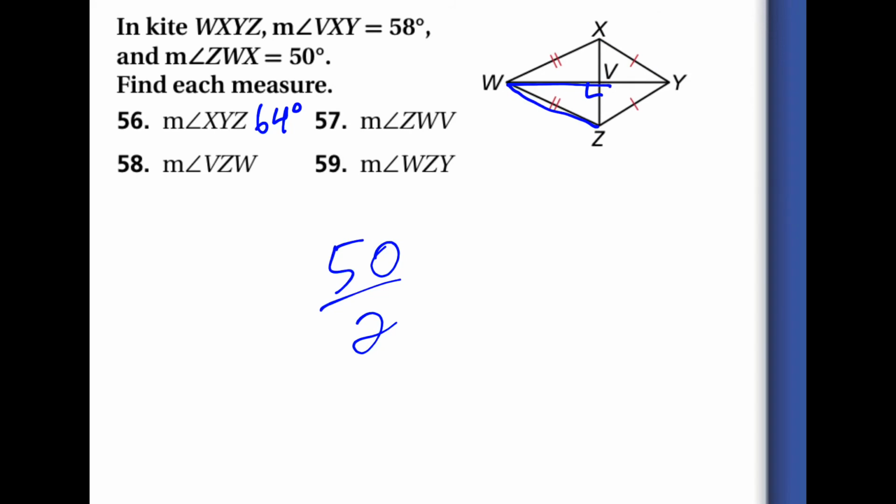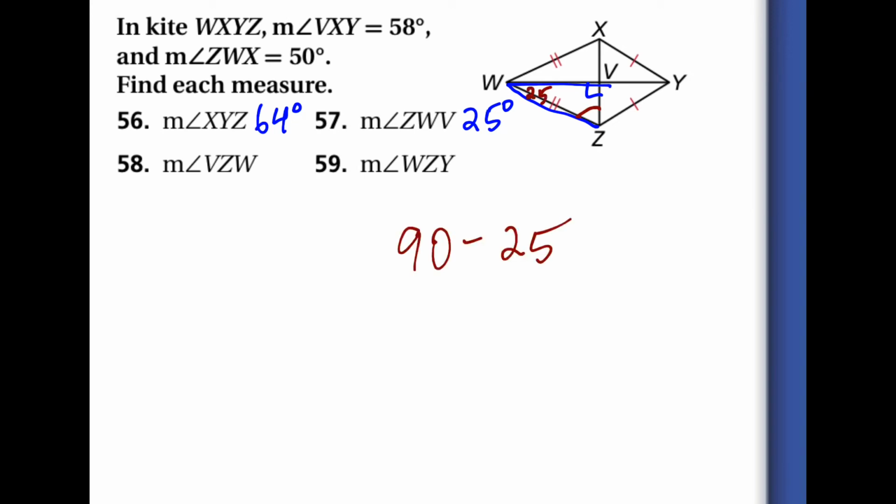For 57, since ZWX is given as 50 degrees, to find ZWV rather, we just divide by 2, and this gives us 25 degrees. For 58, they ask about the measure of VZW. So that's going to be this angle over here. Since we just calculated the 25 and we know about the 90, we can take 90 minus 25 to identify the answer as 65 degrees.